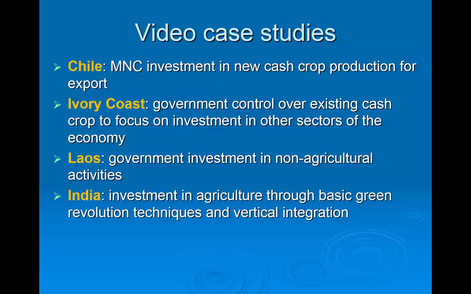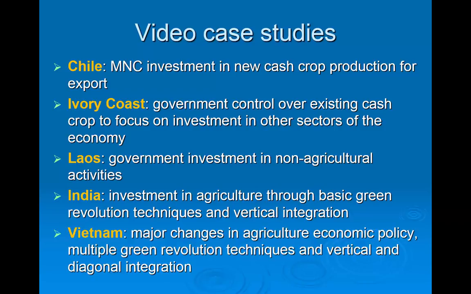In India, we're going to see investment in agriculture through basic green revolution techniques. And this starts with irrigation. We're also going to see investment in factories that take agricultural products or agricultural crops. So an effort at vertical integration to help make agriculture more successful.